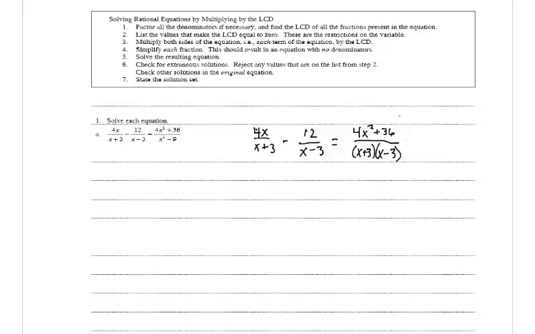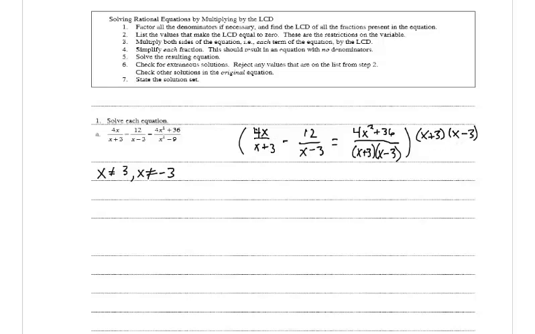So now we have a least common denominator of x plus 3 times x minus 3. So for our restrictions, we know that x cannot equal negative 3 or 3 because they would make our equation undefined. So x cannot equal 3 and x is not equal to negative 3. So now we want to solve this. So we're going to multiply everything by the least common denominator, x plus 3 times x minus 3.